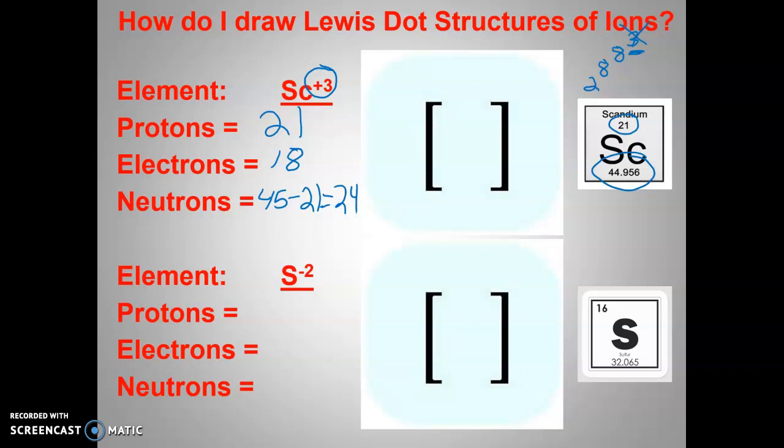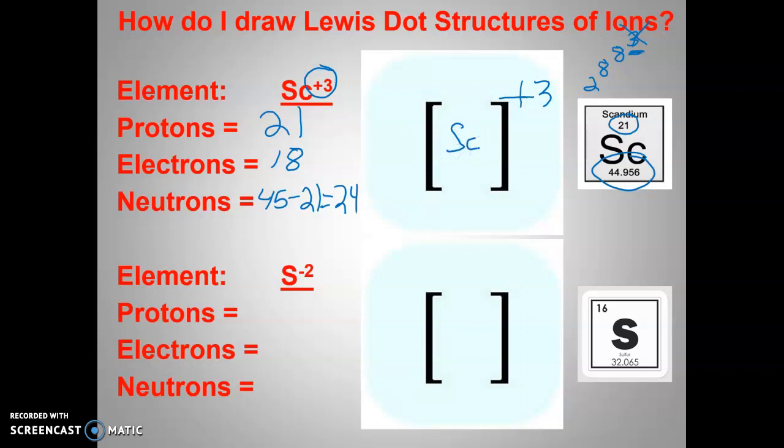But now I want to draw the Lewis dot structure for this ion of scandium. When you draw the Lewis dot structure for an ion, you first have to use these brackets that you can see in the images I've already provided. Outside the brackets, it's important that you also show me what the charge is. So the charge has to go outside of these brackets. Inside the brackets, you're going to write the symbol.